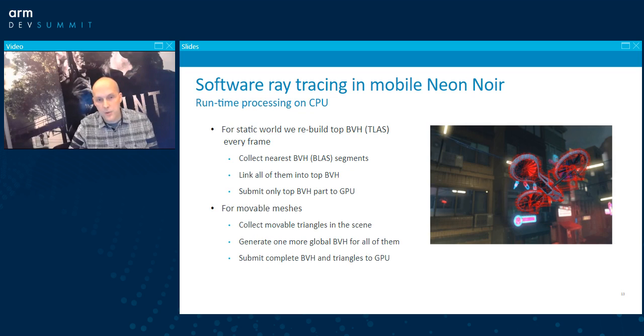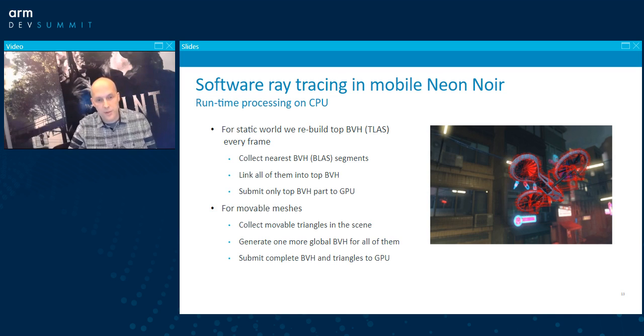Every frame processing on CPU. For every frame, we relink all active static BLAS segments, we have about 8 of them, into one global top-level BVH tree. This tree has only a few levels and it is very small in memory, so it can be quickly generated in real time and then uploaded to GPU. No triangle data upload is necessary at this stage.